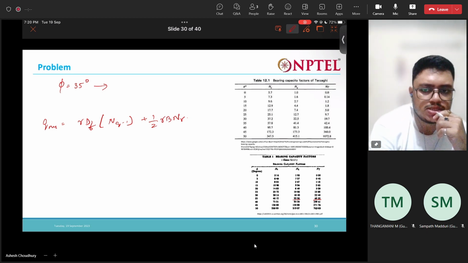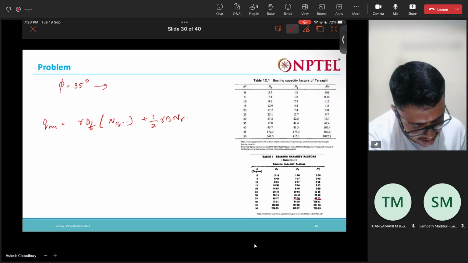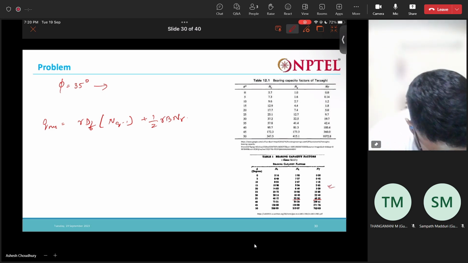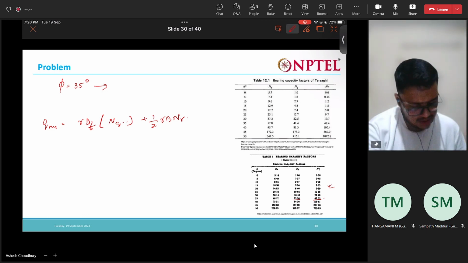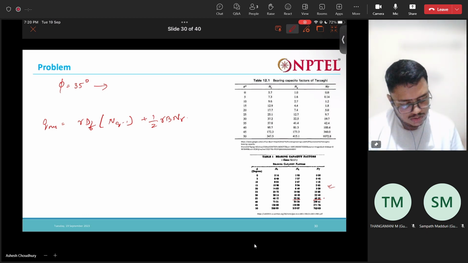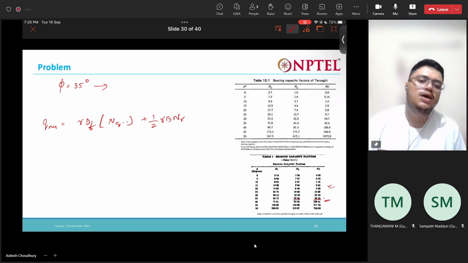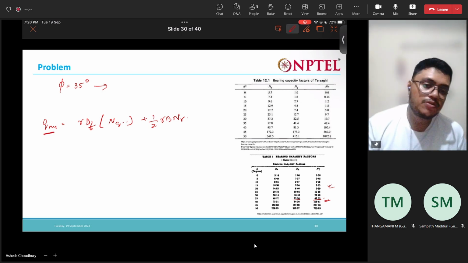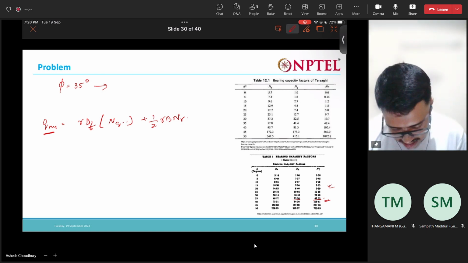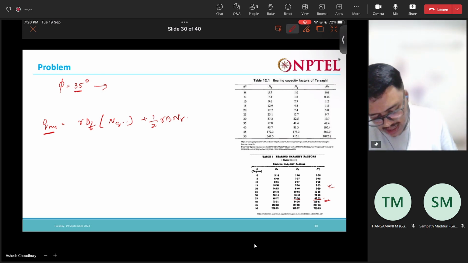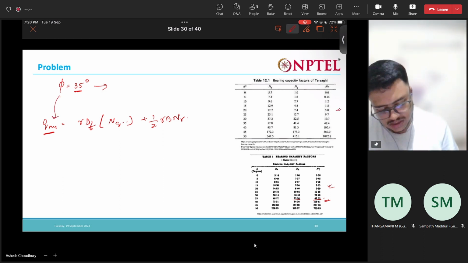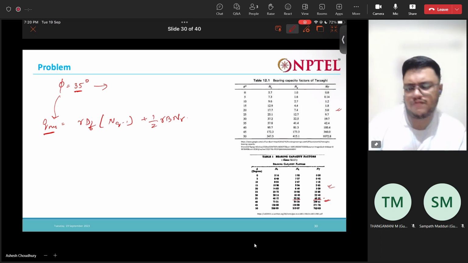Terzaghi's equation was used, but the bearing capacity factors that were used in the class actually belonged to the IS code. So if you want to use those, I think it's better to use the net ultimate bearing capacity equation from the IS code. But if you are using 35 degree and Terzaghi's equation, then I think it's appropriate to use Terzaghi bearing capacity factors. So there might be some confusion in that.